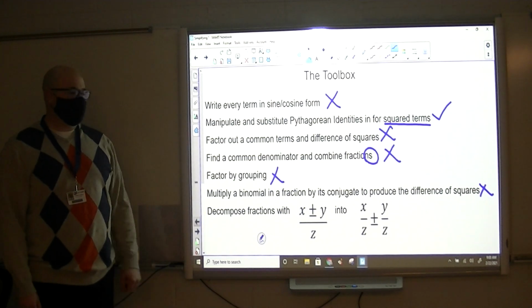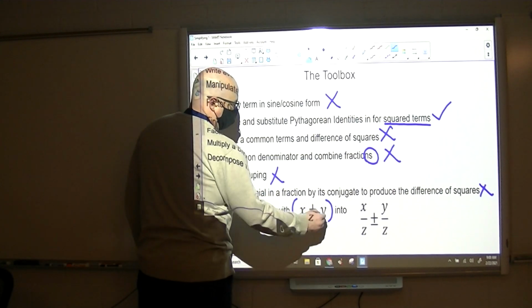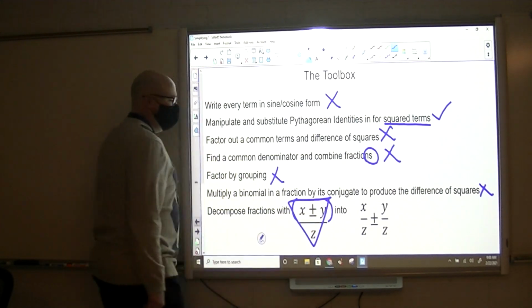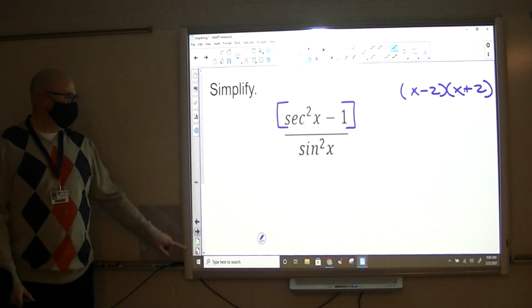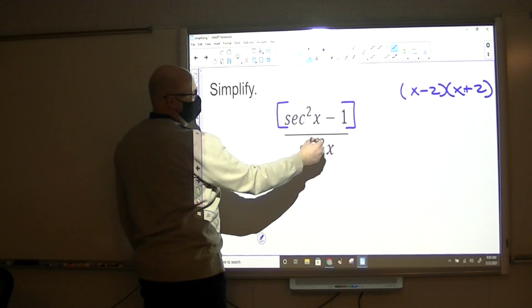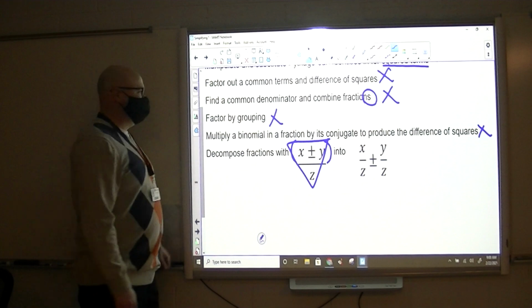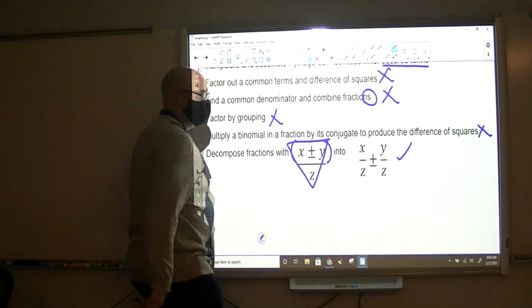But look at this one. Could we decompose this fraction because of the binomial up top and the single term in the bottom? We call that inverted triangle shape. Could I do that here? I could. I have a binomial in the top and a single denominator. So this is an option. Okay? That's an option.